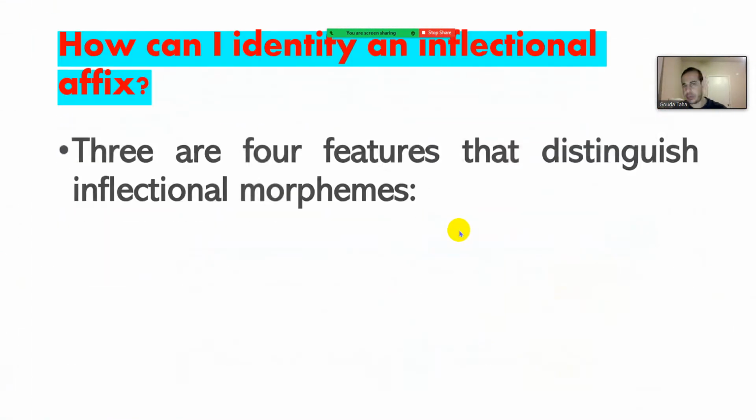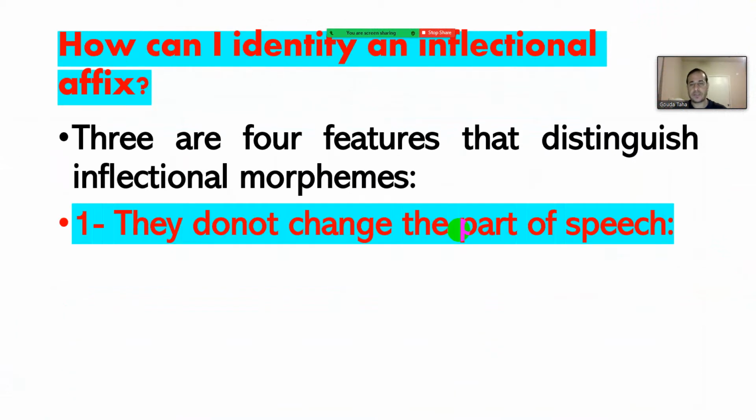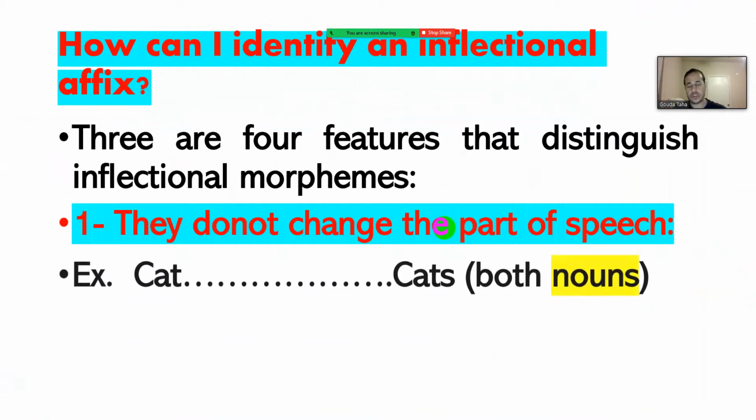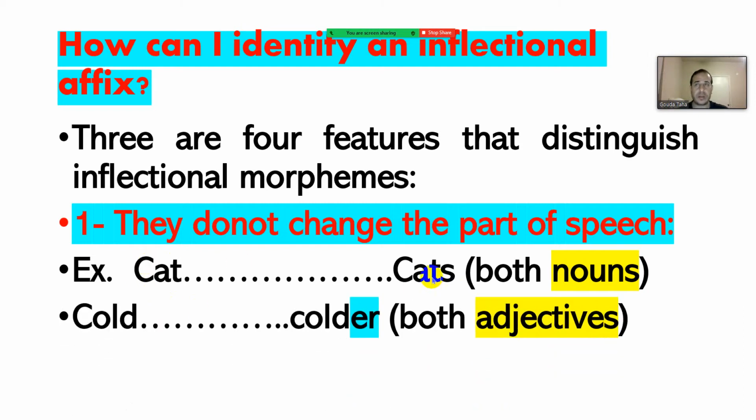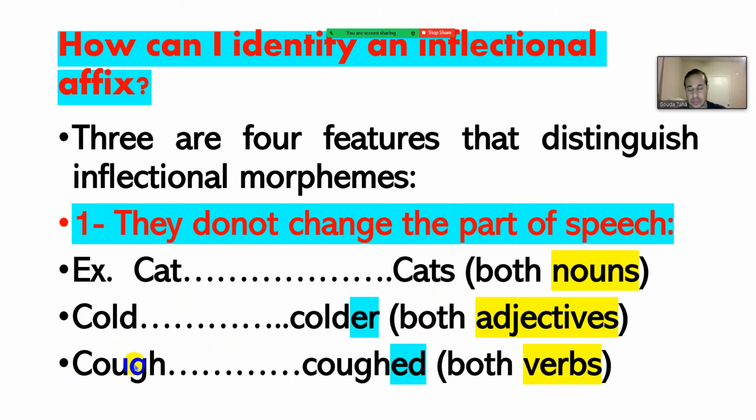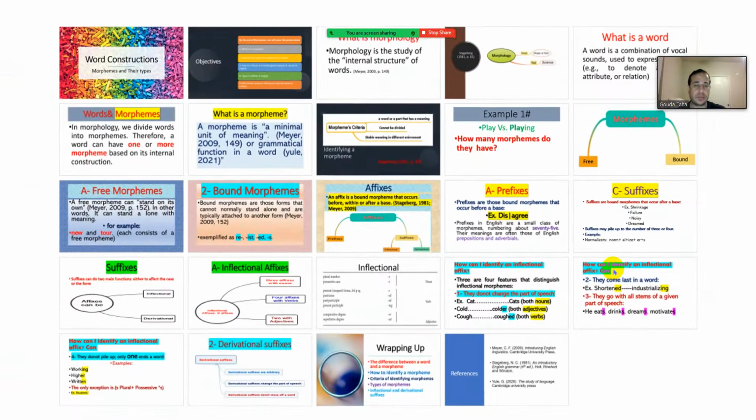So how can we identify an inflectional suffix? An inflectional suffix does not change the part of speech. So for example, if we have the word cat, as a part of speech it is a noun. If we add the inflectional suffix s, in this case it's still a noun, however its number is different. Here it is singular, while here it becomes plural. When it comes to cold, it's an adjective. After adding er, still an adjective, but again it's in the comparative case, not the simple case. So cough, again, this is the infinitive form or the lexical form, while this is the past simple form.